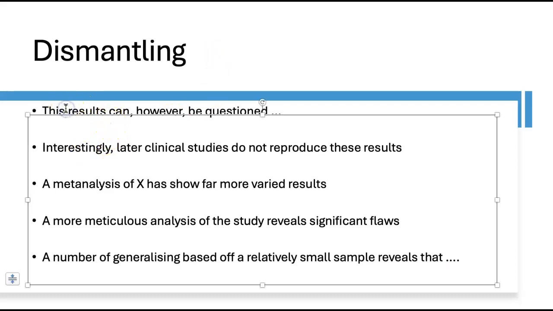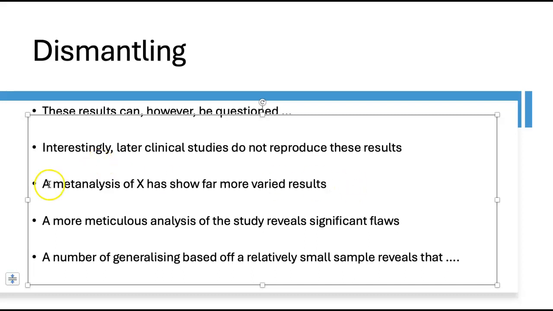These results can, however, be questioned for the following reason. Interestingly, later clinical studies do not reproduce these results. So here you're going to take them apart and you're going to say, this is where you'd introduce rival studies and say, look, I'm taking this apart. I'm showing that when they went to replicate it, they had different findings. A meta-analysis of X has shown more varied results.